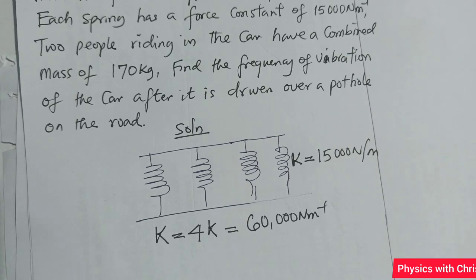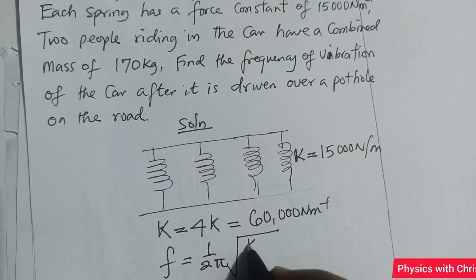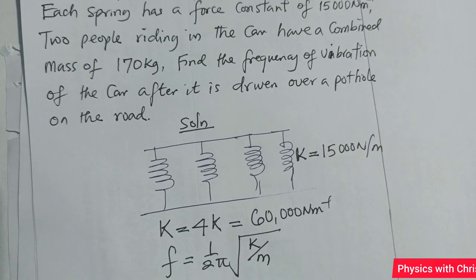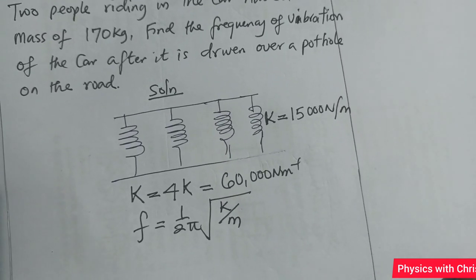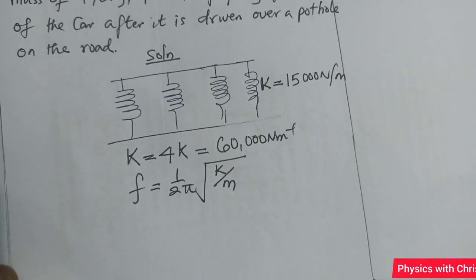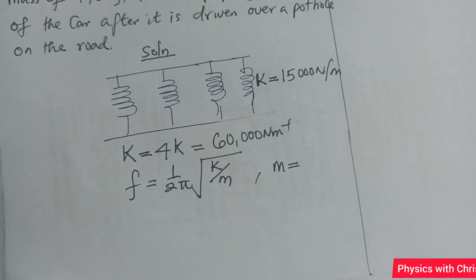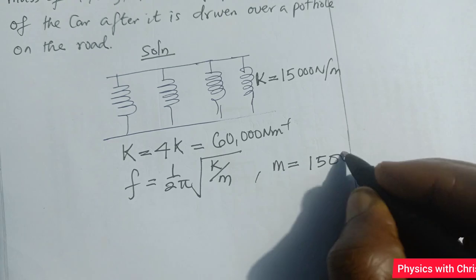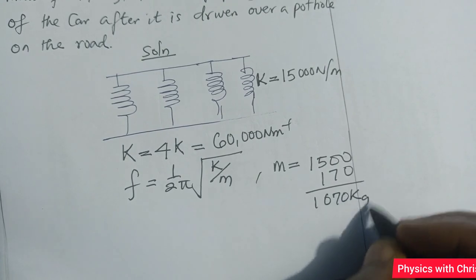Quickly, we need to find the frequency. But before then, we need to know that the frequency is given by 1 over 2 pi times the square root of k over m. I've derived it before. If you haven't come across this, you can make reference to my video, the expression for the frequency of a vibrating mass-spring system. We are taking pi as 22 over 7, and the mass is the entire mass, both the car and the two persons inside the car. The total mass is 1,500 plus 170, which gives 1,670 kilogram. We want to use this as the total mass.